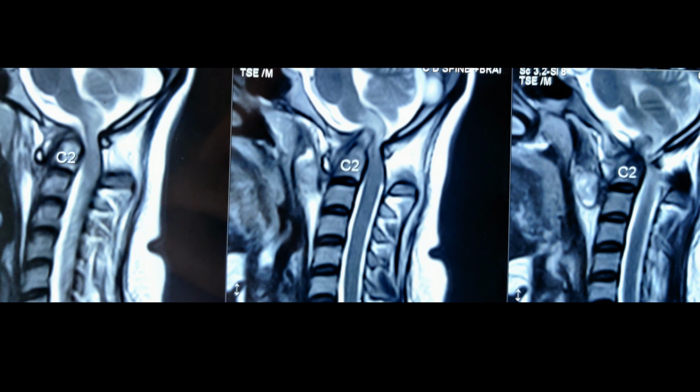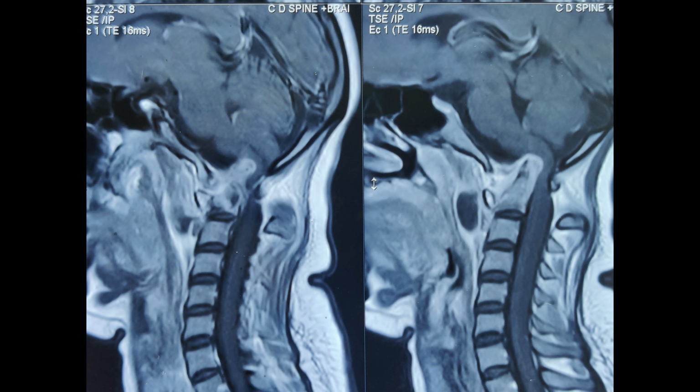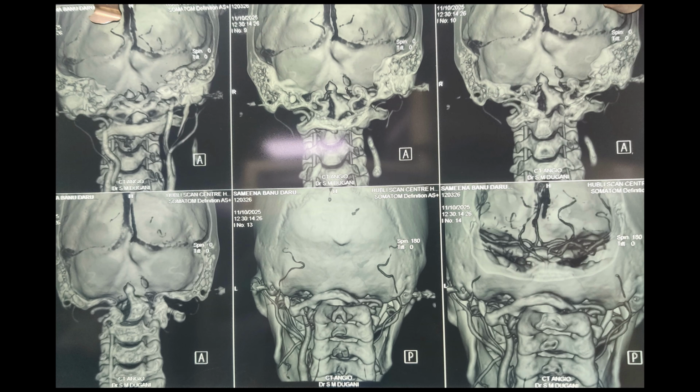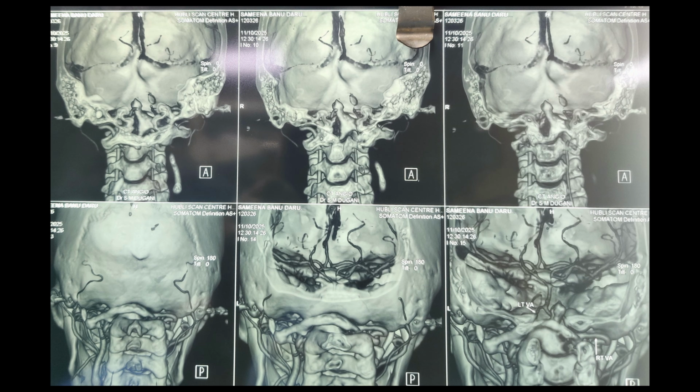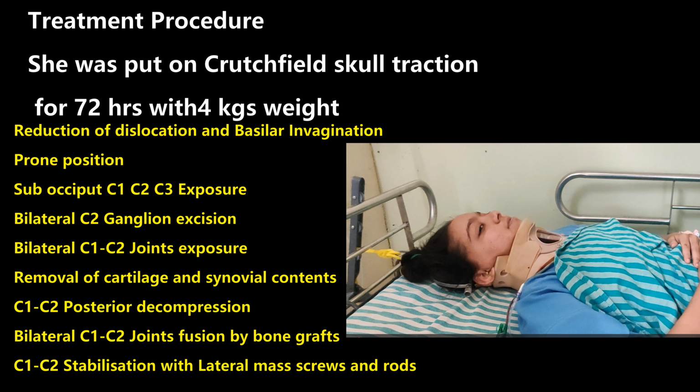These are the images of the MRI showing the odontoid going posteriorly, with significant pressure on the cervicomedullary junction and intensity changes in the intramedullary location. The angiogram showed the normal location of both vertebral arteries, and you can see the C1 arch and C2 dislocation more towards the left side. And she was taken up for surgery.